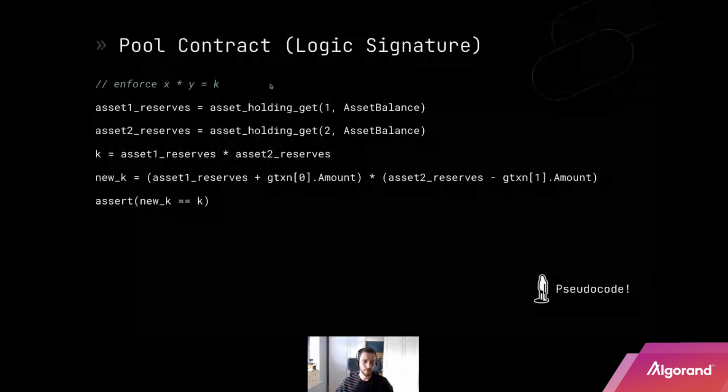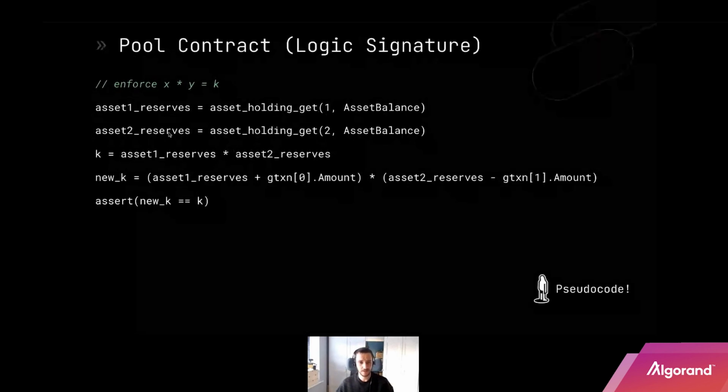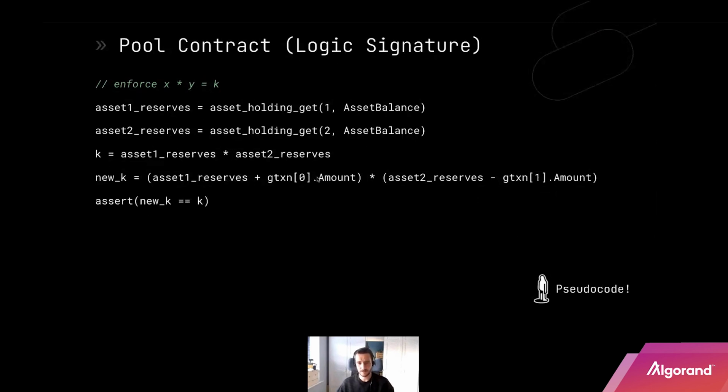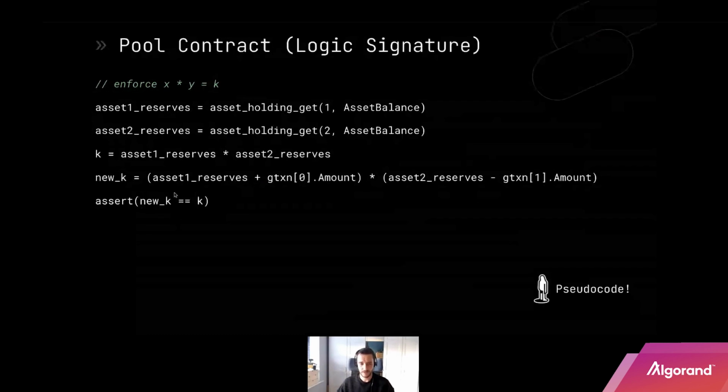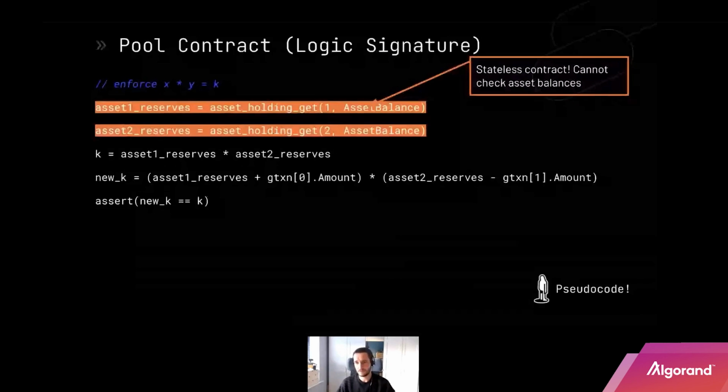So we get the asset 1 reserves, we look them up on chain, and get the asset 2 reserves, we calculate k. Then we calculate the new k by looking at the asset 1 reserves and adding the input amount, and the asset 2 reserves, subtracting the output amount, and we assert that the new k is equal to the old k. This is assuming there's no swap fees involved, so we're assuming that k should always equal new k. And this is the basic concept, except that this won't work.